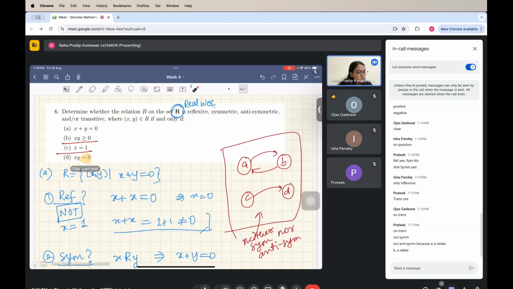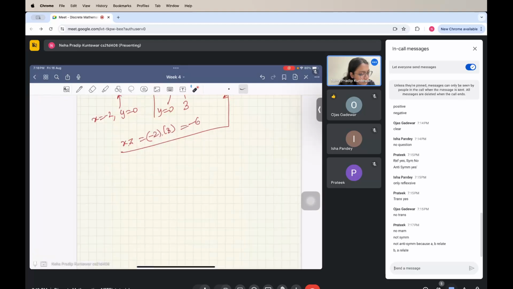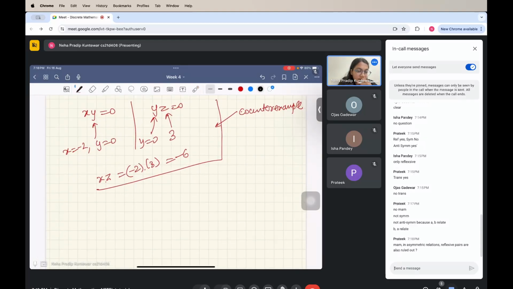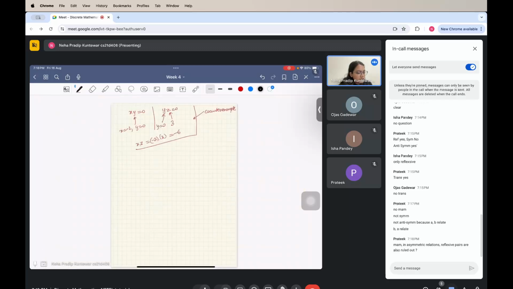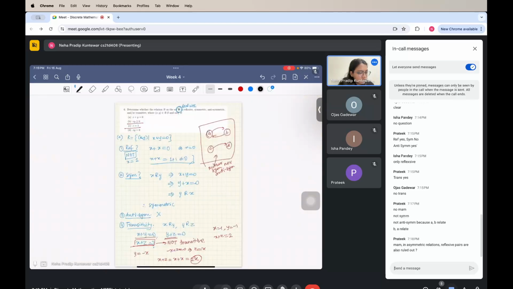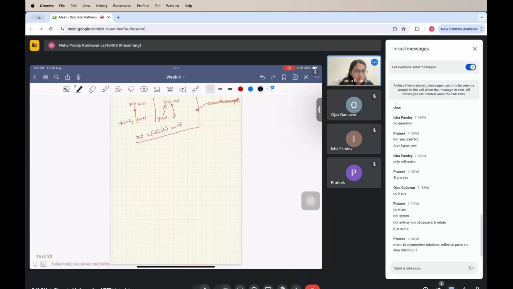Okay, good. So let's try to solve this. In asymmetric relations, reflexive pairs are also ruled out. Yes, so that is another point. Whenever you're looking at symmetry and antisymmetry, you're only looking at distinct elements. So you're not talking about symmetry between A and A, or between B and B. That is taken care of in the reflexive part. So you only look at the distinct pairs. Is that fine?